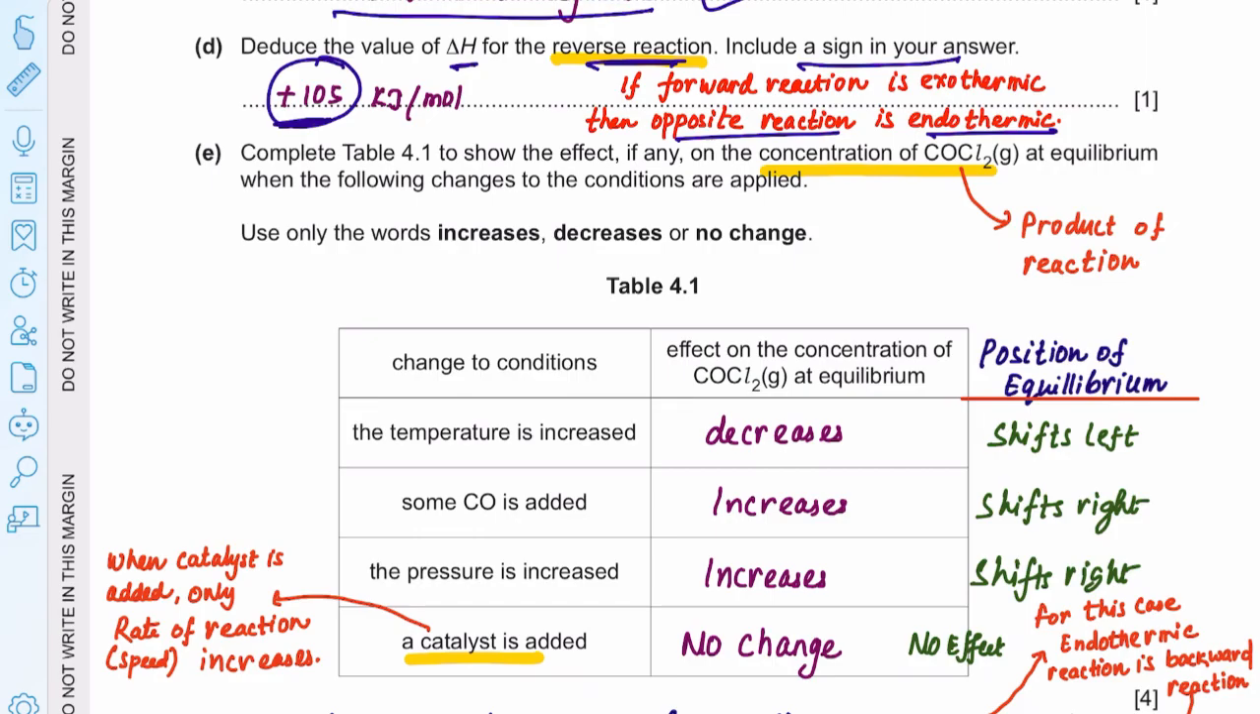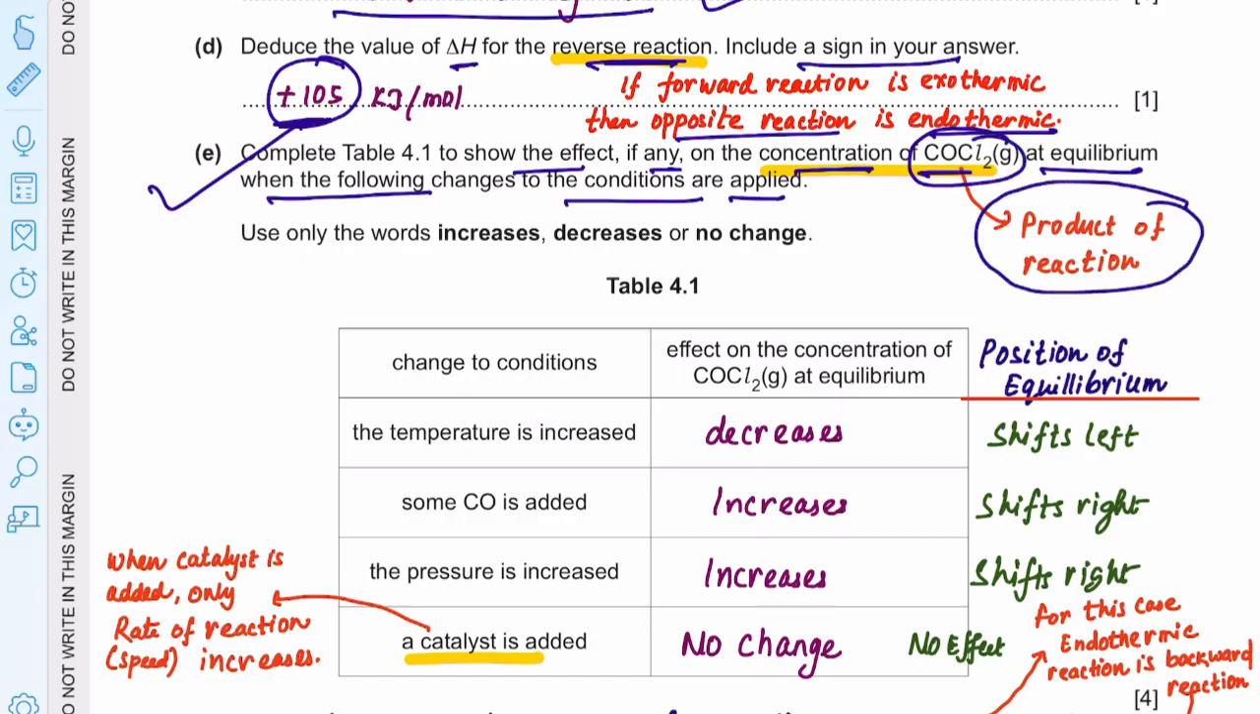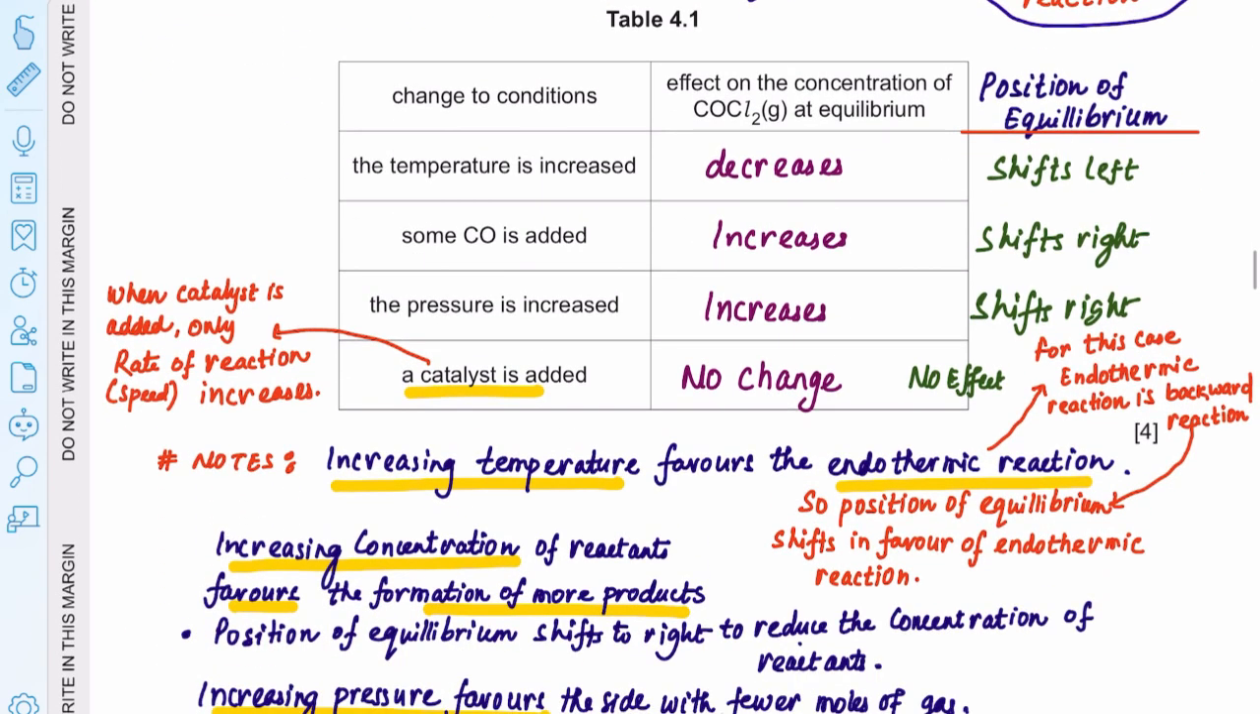Okay, next question is given. Complete table 4.1, which shows the effect, if any, on the concentration of COCl2 at equilibrium when the following changes to the conditions are applied. Okay, we'll try to understand this. You can see here from this question that COCl2 is the product of the reaction, correct? So use only three words: increases, decreases, or no change. Okay, if you see this question, changes to conditions. When temperature is increased, what will be the effect on the concentration of COCl2 at equilibrium? That is what the question is all about.